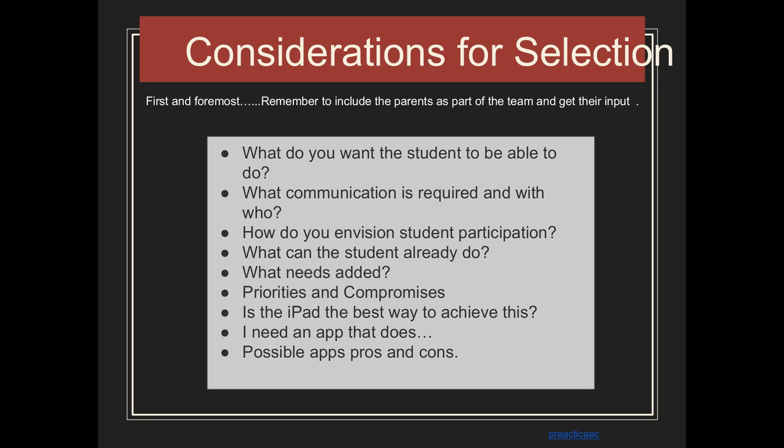So again, first and foremost, remember to include the parents as part of this team and to get their input, because they want to be there with their children at home and out in the community. And so we need to know what's important to them. What do we want the student to be able to do? What communication is required and with who? How do you envision student participation? What can the student already do? That's a really important piece to look at, especially when we're looking at Every Move Counts. What can the student already do? How are they already able to communicate? What needs to be added? What are priorities and compromises?